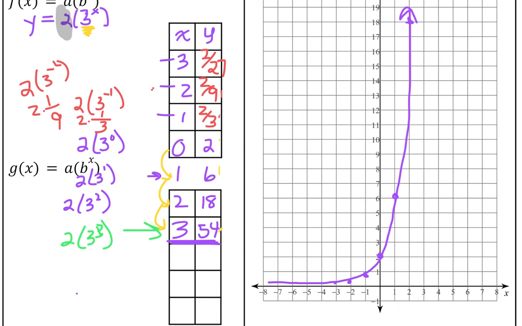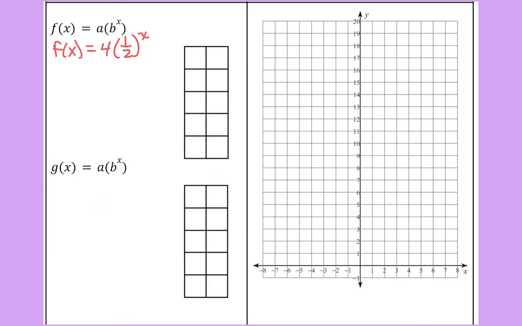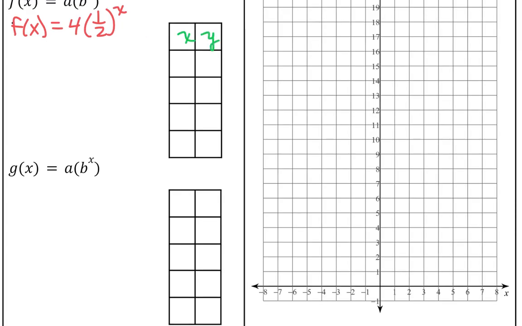So I'm going to do one more. When the base is less than 1, what happens if we have a fractional base? All right, so let's say we're looking at f of x, or y equals 4 times 1/2 to the x power. So again, I've got my x and y, and I'll plug in a bunch of different numbers. Again, I'll go negative 3, negative 2, negative 1, 0, 1, 2, and 3 to see what this function looks like evaluated at each of those numbers.